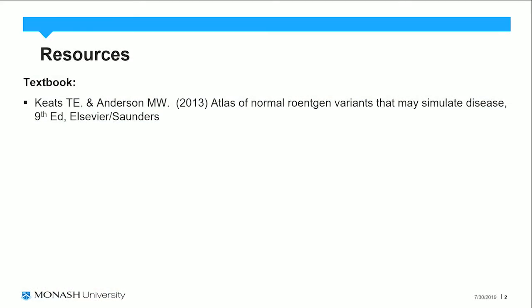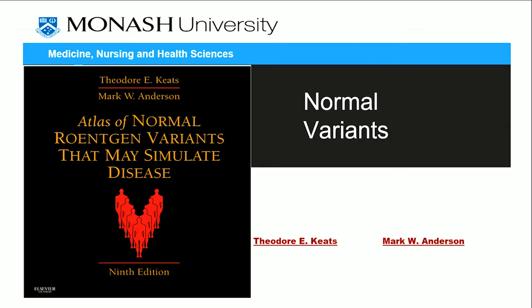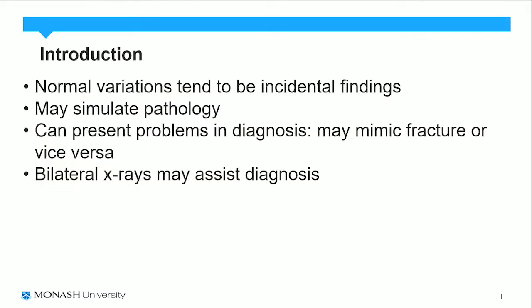The main resource to be used is the book by Keats and Anderson, which is the Atlas of Normal Röntgen Variants that may simulate disease. And the latest edition is the 9th edition. This book is also called the Bible of Normal Variants. It's a really thick book, and it just demonstrates that there are thousands of variations when you look at the human body. So I would encourage you, if you don't have a copy in your department, to find out whether your library or maybe the radiology library might have one. If you're unsure, you should be able to consult this book.